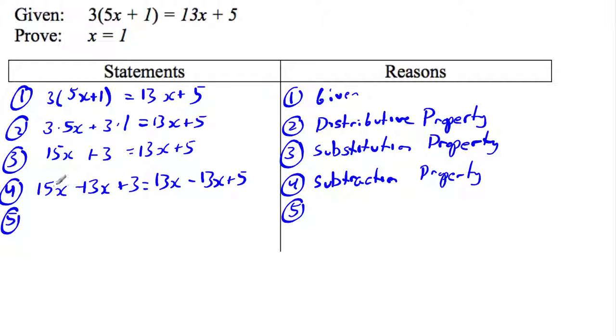Now what is 15x minus 13x? Well, that's 2x. 13x minus 13x is 0. So I'm left with plus 5. What I did there was substitution, so that's the substitution property.